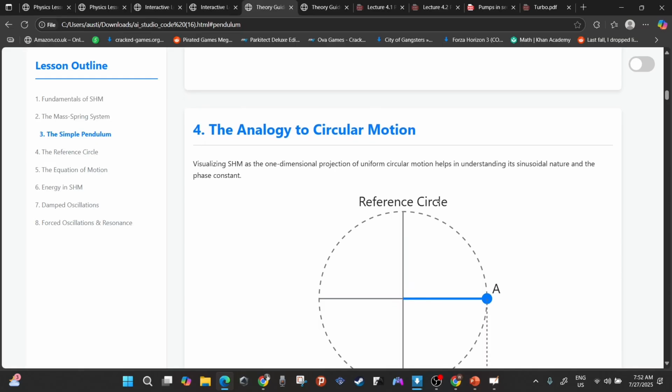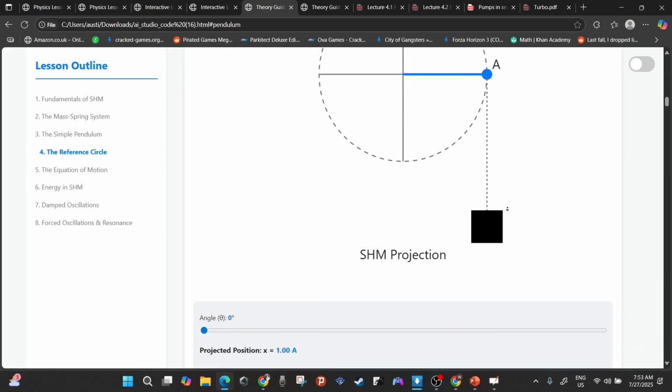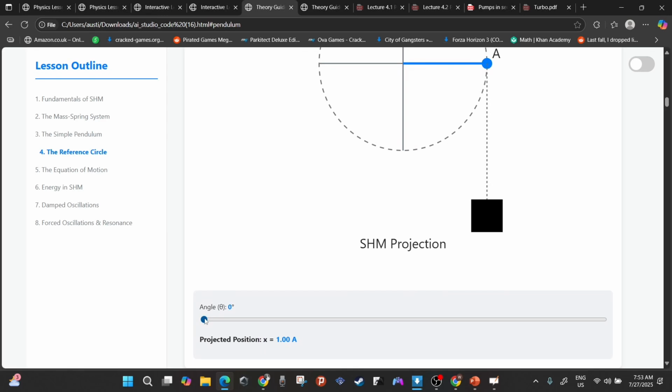But moving on, another way we can visualize simple harmonic motion is by comparing it to uniform circular motion. We can visualize SHM as a one-dimensional projection of uniform circular motion, to help us understand its sinusoidal nature and the phase constant. Let's say this is the projected position. At A, it's going to be at 1 times the amplitude. That means it's at the maximum, fully out to the right.